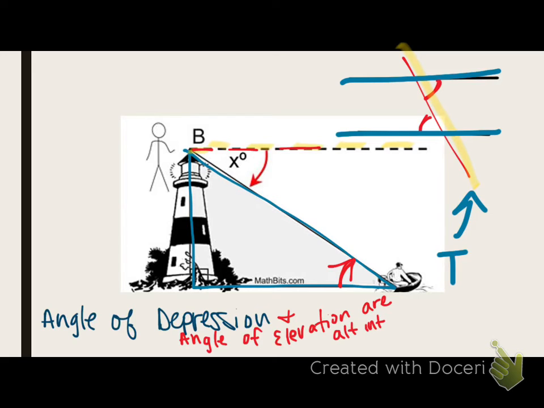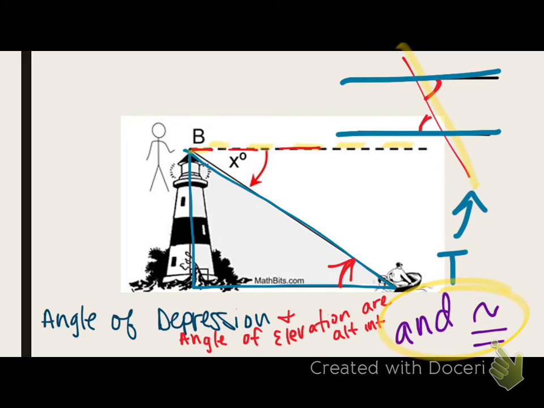Why does that matter, Mrs. Marshall? Even more importantly, what do we know about the measures of alternate interior angles? They're congruent. So they are alternate interior and they are congruent. So whatever the angle of elevation is, the angle of depression is. And whatever the angle of depression is, the angle of elevation is.